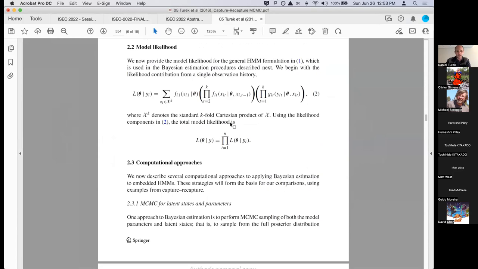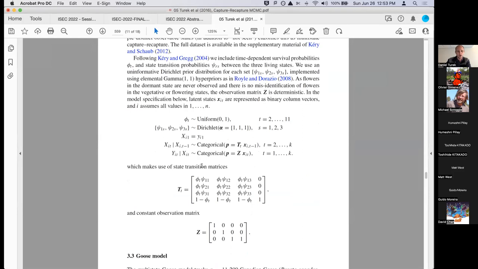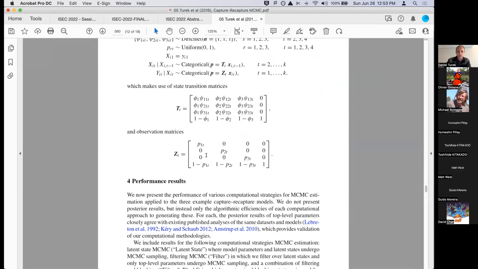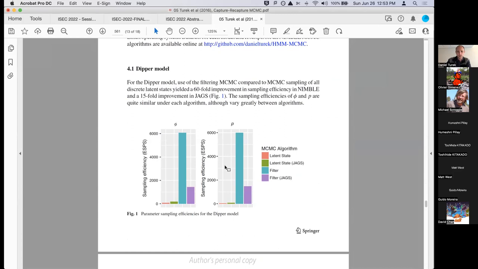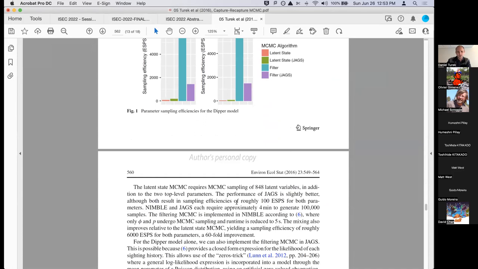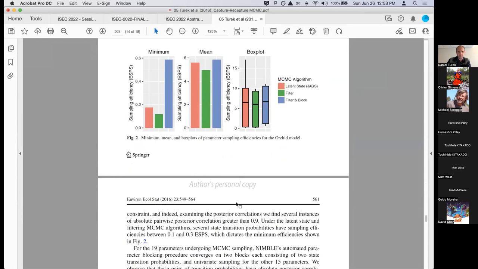But in the same goose example, these are all the latent state formulations of the model. And then instead we look at marginalization, which we'll talk about just very briefly. Here are all these transition and observation matrices, all the same things. And in the same goose data set, here's the Dipper data set, and we do filtering. This is marginalization, and it gets way better. What I want is the goose one, because the goose data set also has block sampling for it. Here it is, this one.